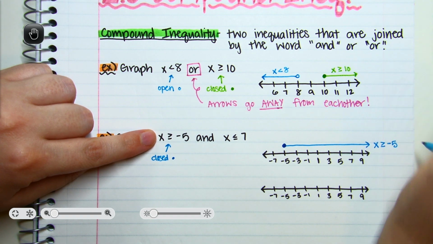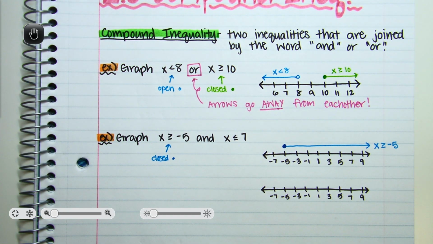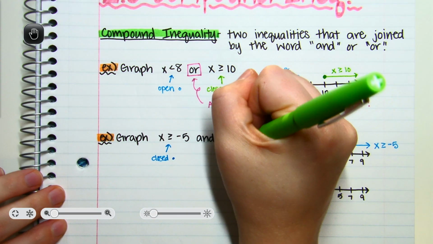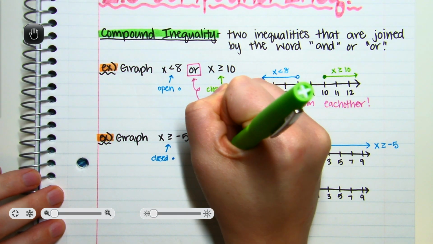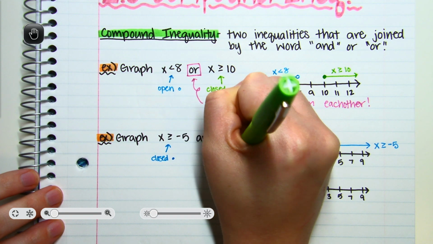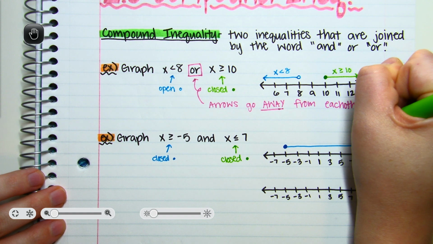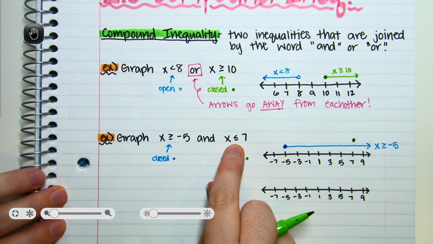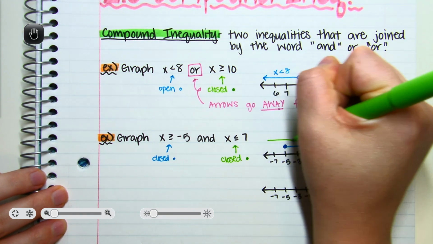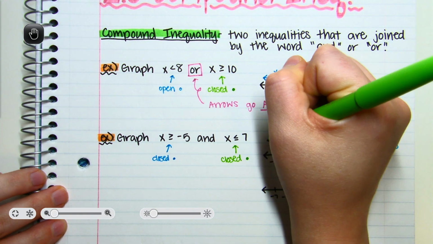And again, I'll label these in case you're only using one color. Then x is less than or equal to 7 will also be closed. So now I'm going to put a dot at 7, closed dot, and it's everything less than or equal to, so everything smaller than 7, which is going to be everything going to the left.